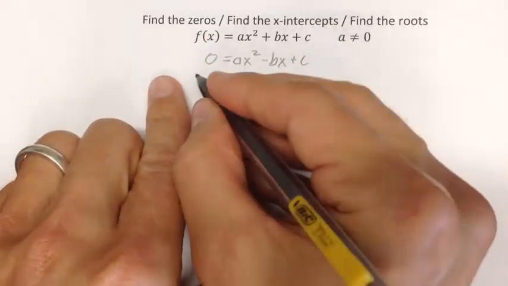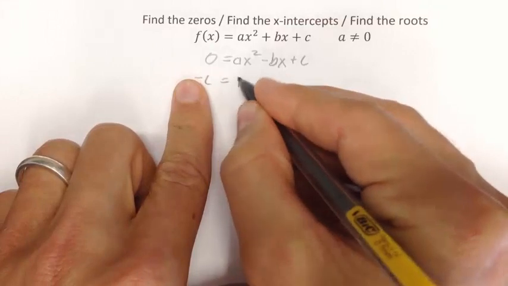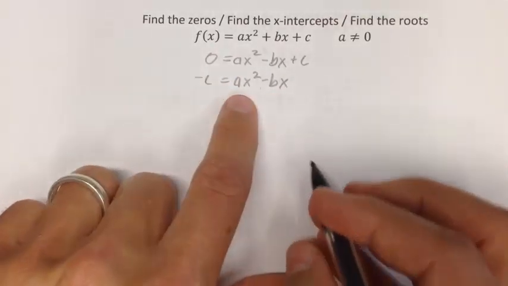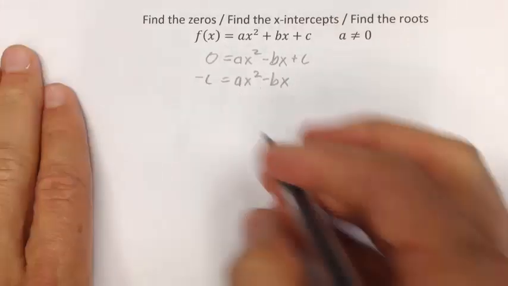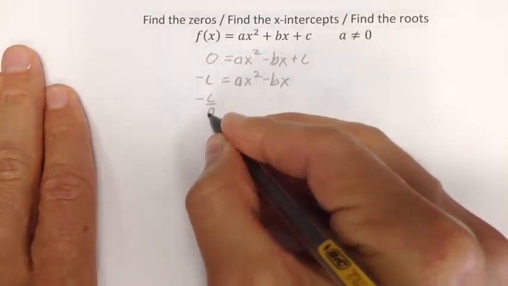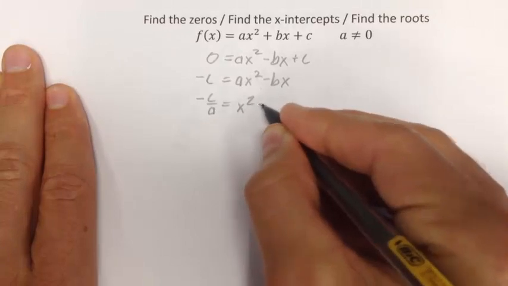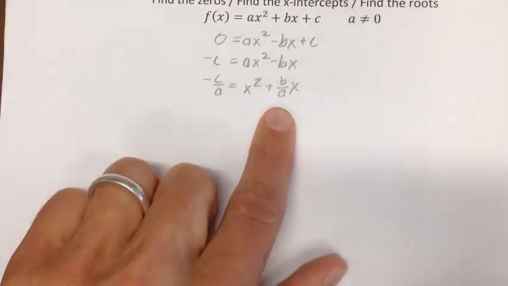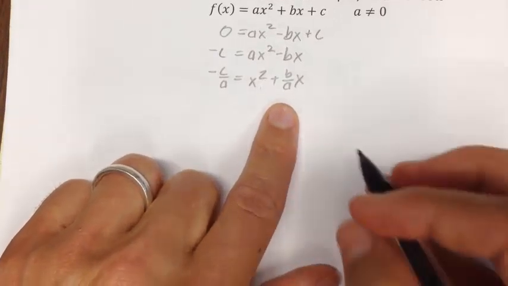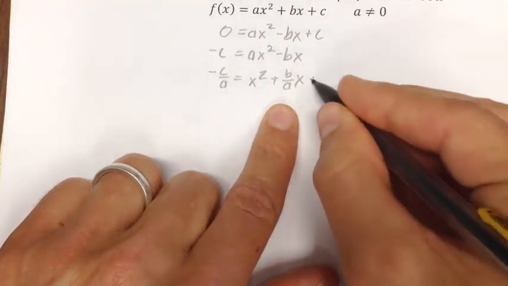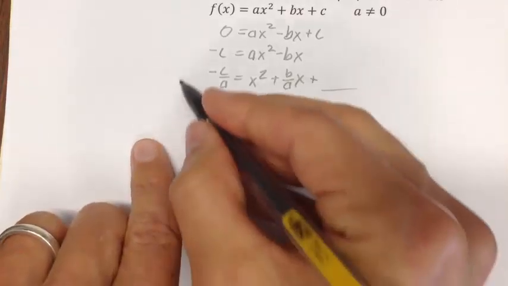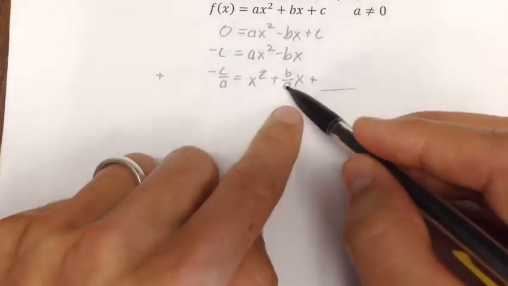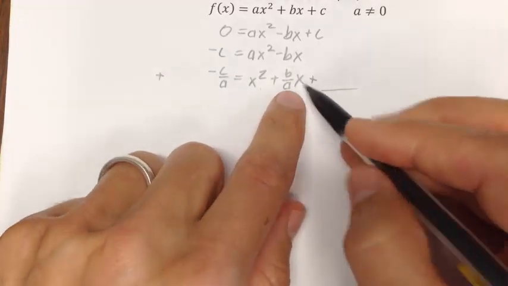I might subtract c over to the other side to start with. I'm really trying to get x by itself, so maybe I'll divide by a. So negative c over a equals x squared plus b over a x. Now, I'm going to have to use a technique called completing the square here. So I'm going to add something to this side. To keep it equal, I'll add it over here also. And it's needed to make this a perfect square.